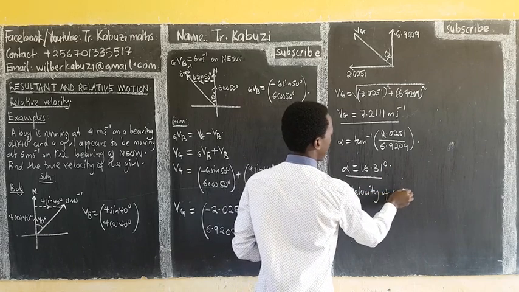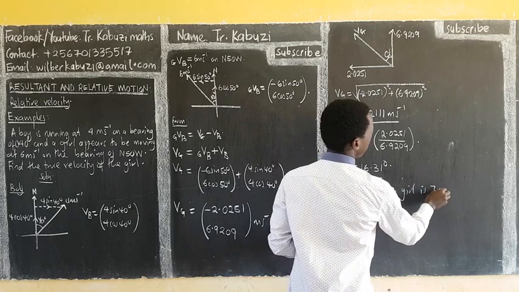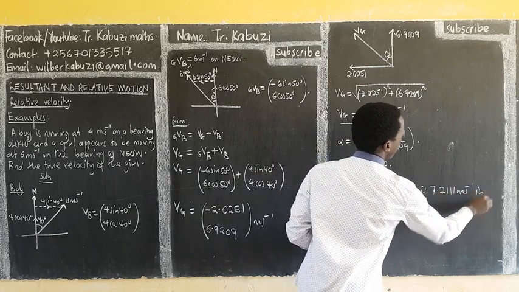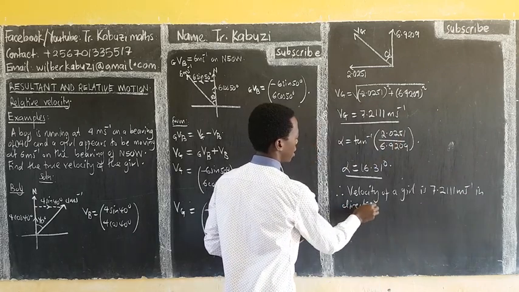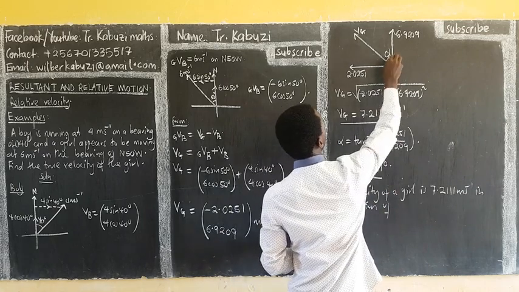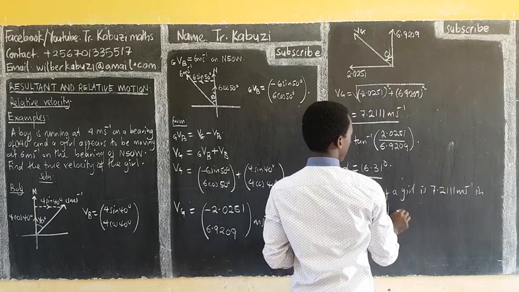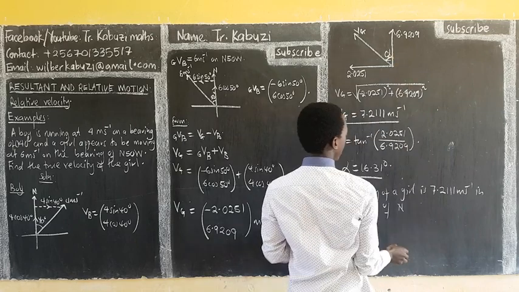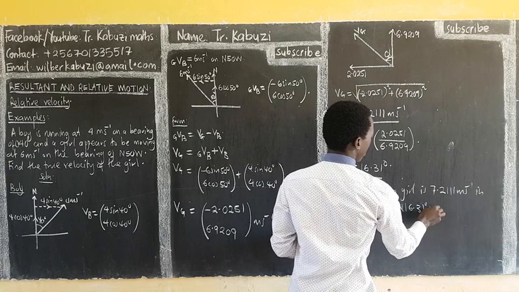So therefore, the velocity of that is 7.211 meters per second in the direction of, now we can give this, you see here we are going from the north. So in the direction of north, how many degrees? You see we are going this side, north, 16.31 degrees towards the west.